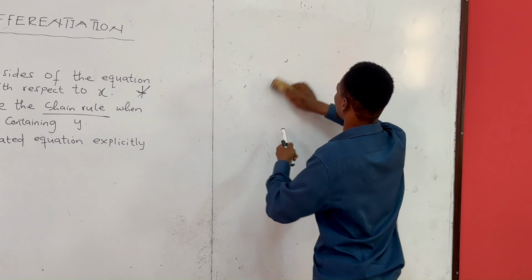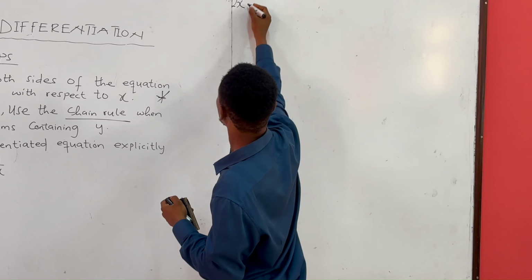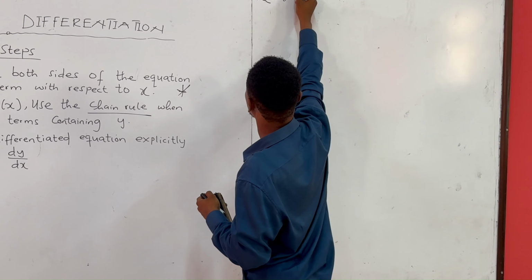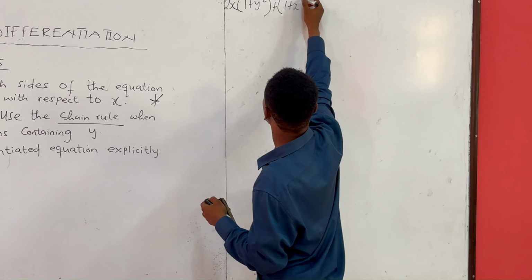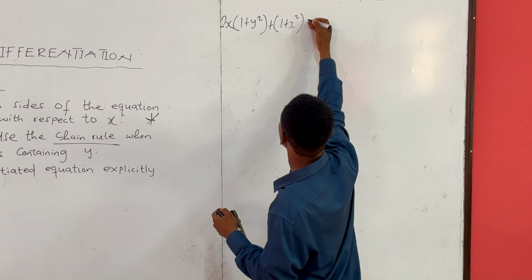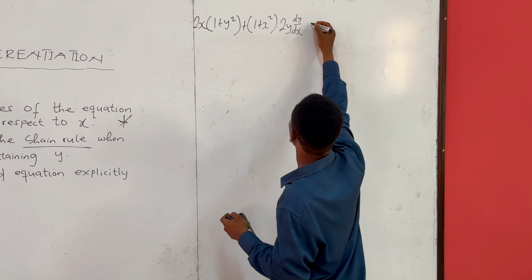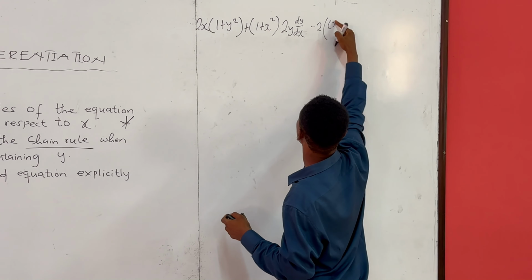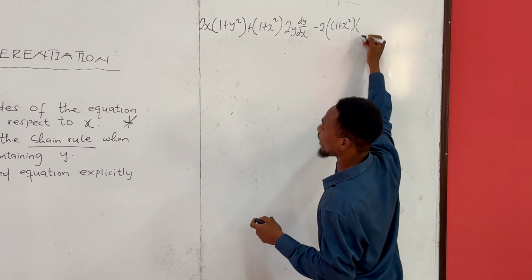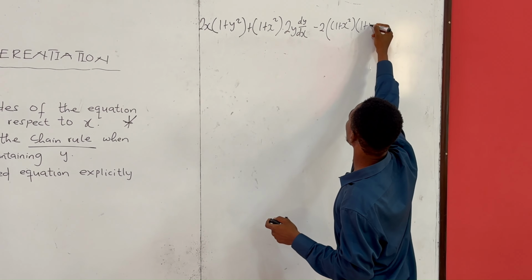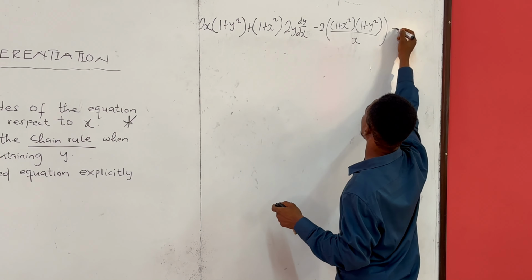Okay, so on the other side we have 2x times the bracket 1 plus y squared, plus 1 plus x squared multiplying 2y over x, minus 2, then we have x times 1 plus x squared, then we have 1 plus y squared, all over, what? On x is equal to 0.